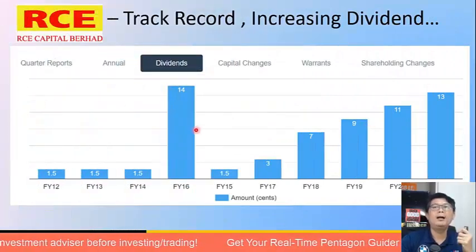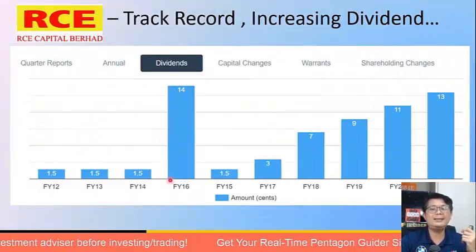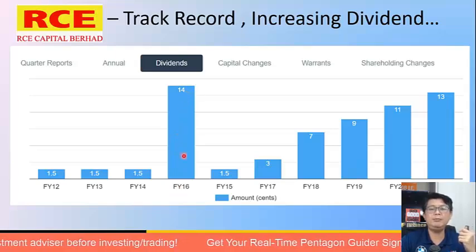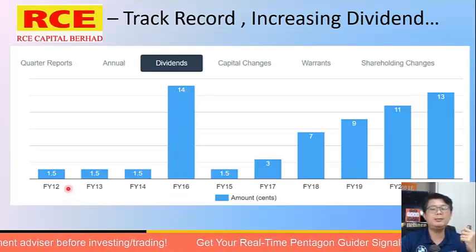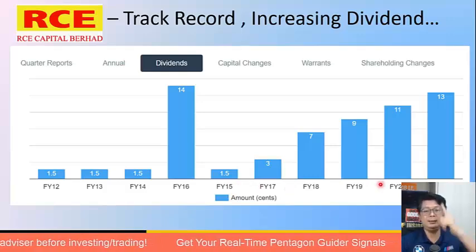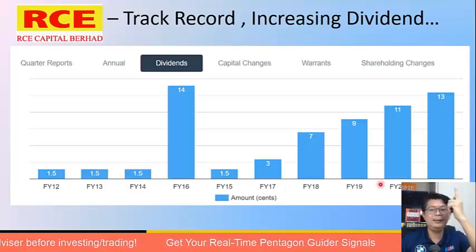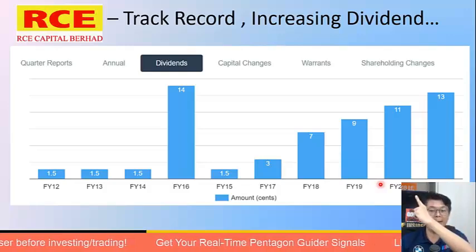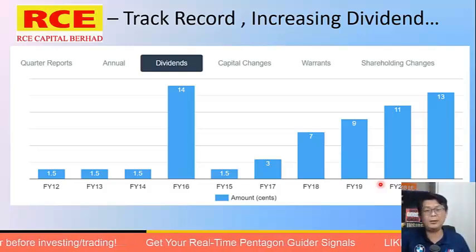You can see here with the exception of FY16, they paid a special dividend of 14 cents. Generally it has been 1.5 cents, but lately for 2021, this one is 21, this one is 20. All right, just take note of it because it got truncated.